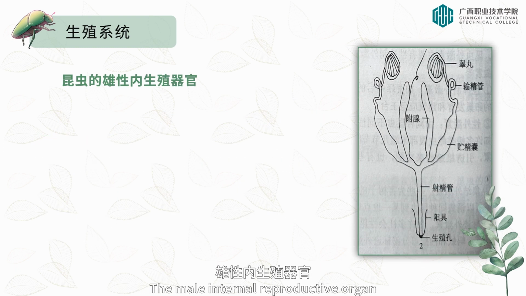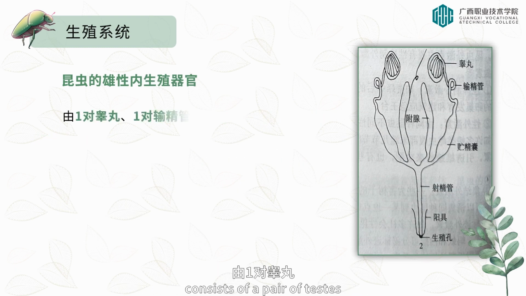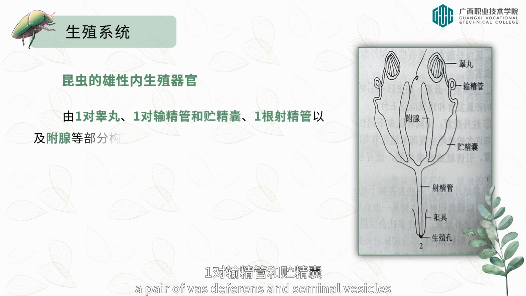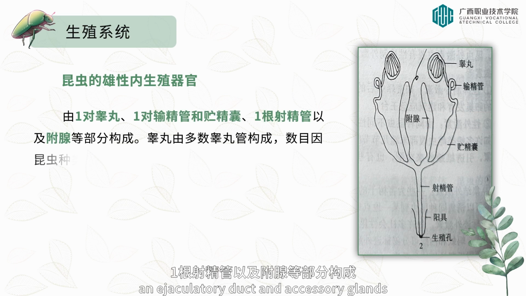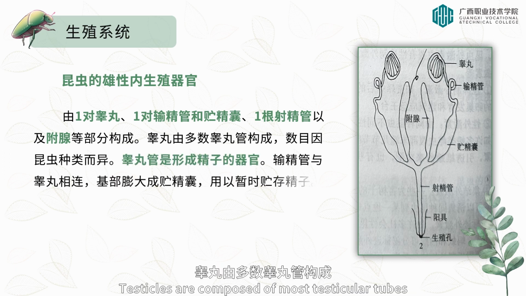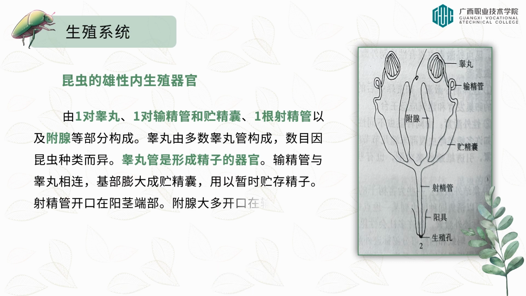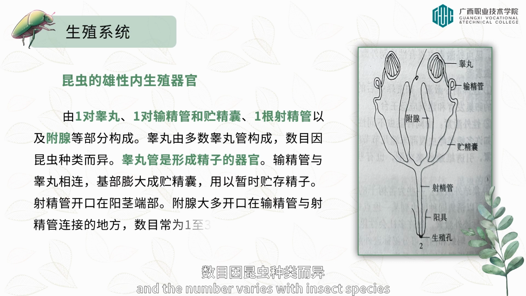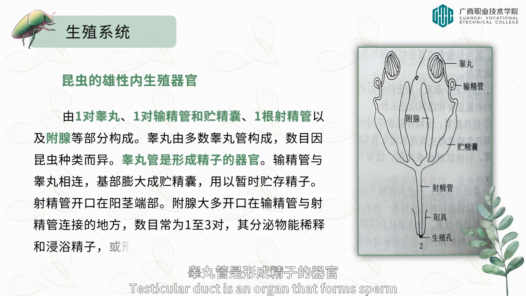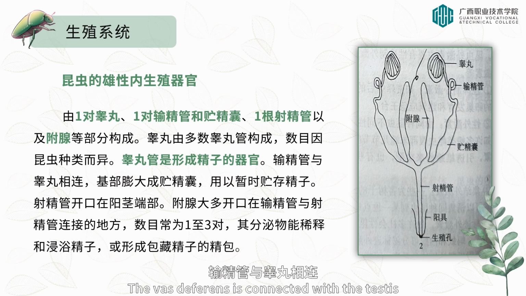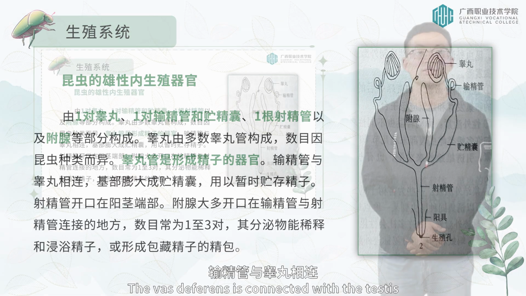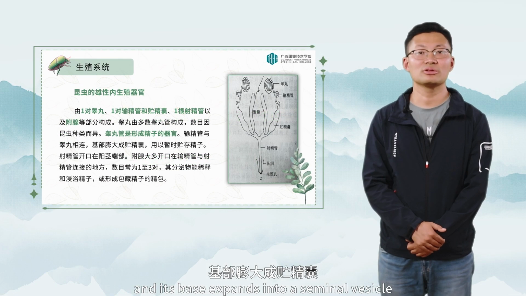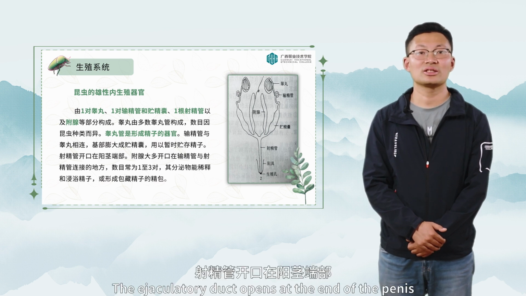The male internal reproductive organ consists of a pair of testes, a pair of vas deferens and seminal vesicles, an ejaculatory duct and accessory glands. Testes are composed of many testicular tubes, and the number varies with insect species. The testicular tube is an organ that forms sperm. The vas deferens is connected with the testis, and its base expands into a seminal vesicle for temporarily storing sperm. The ejaculatory duct opens at the end of the penis.